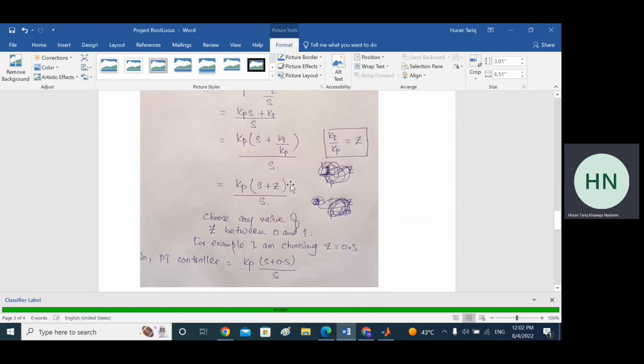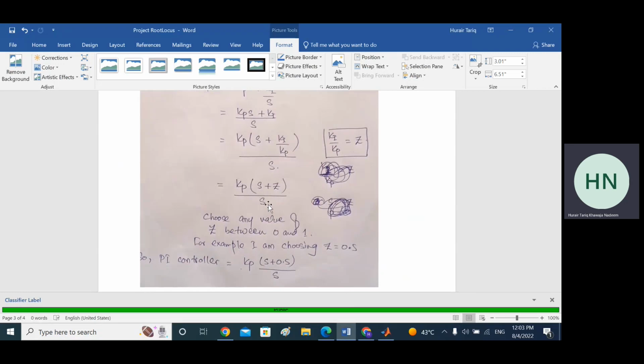Remember, this is actually an extra zero. Now, when you only have KP in the proportional controller, you only have KP. When you have a proportional integral controller, you have introduced a zero at S equals minus Z and a pole at S equals 0. This is the difference actually. So you have added a zero and a pole in your root locus, or in your system, when you have added an integral controller.